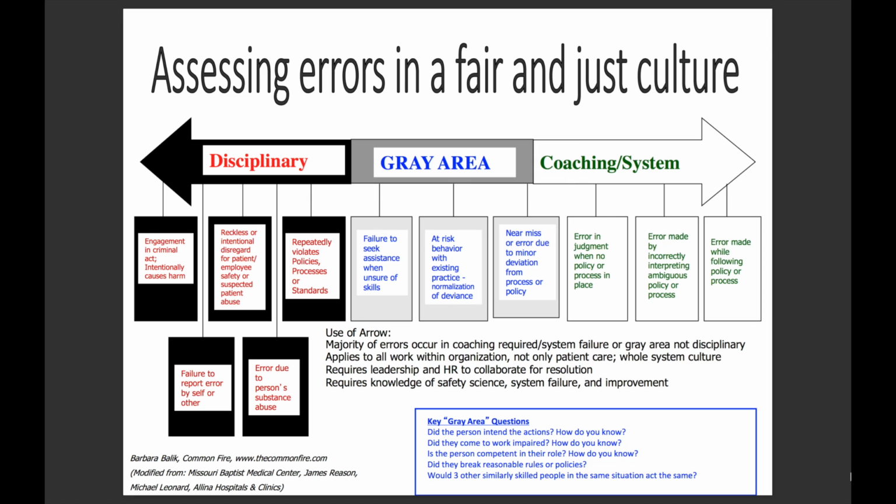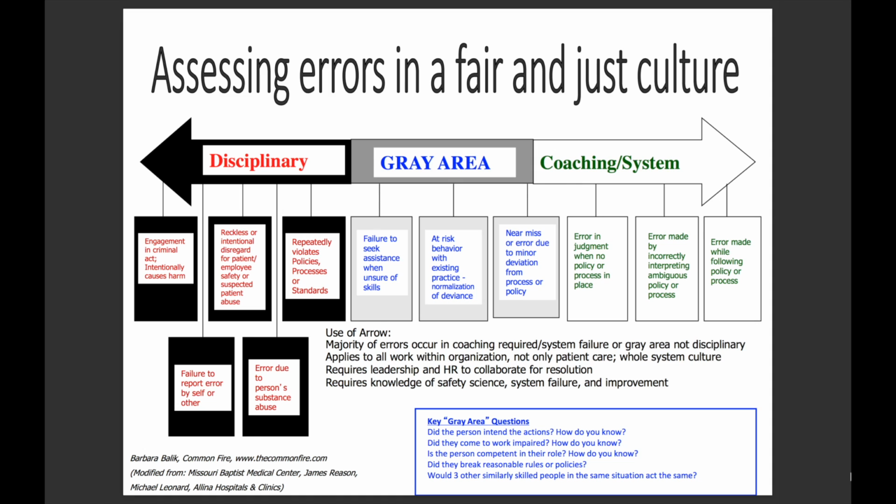There is a gray area in between disciplinary and coaching system. But by just using an algorithm, it helps you sort this out. Now, you could almost say everything's a system issue. And we don't want to deny personal accountability because sometimes the buck just stops with the individual. But using an algorithm like this is an important way to sort these out.